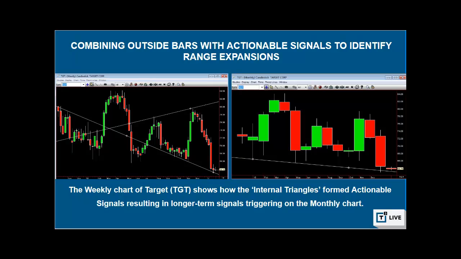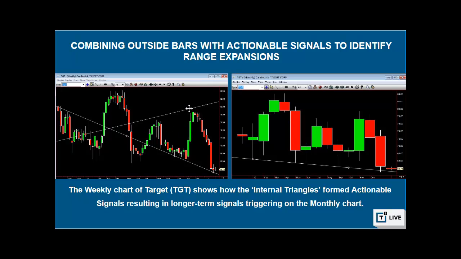So if we take a look at Target, perfect example. The weekly chart of Target shows the internal triangle. You'll see this here: lower low, higher high, lower low, higher high, and then finally resolving all the way down to the downside. It was a longer term signal. The reason we call that an internal triangle is because it formed during an inside bar. It formed during this inside month here, which, if we go back in time, was a multiple inside pattern. This bar, 1, 2, 3, 4, 5, 6, 7 months completely within this bar's range.